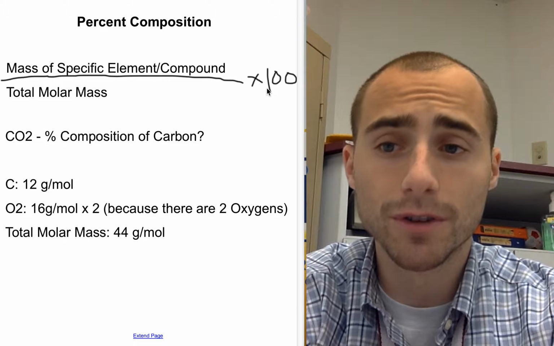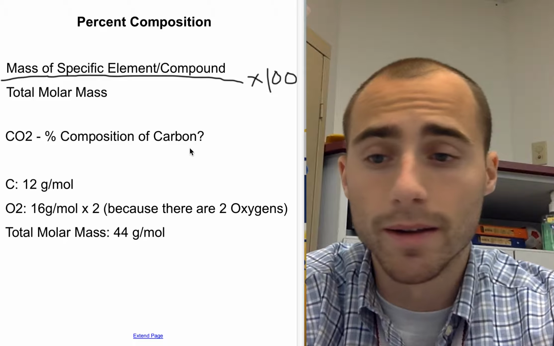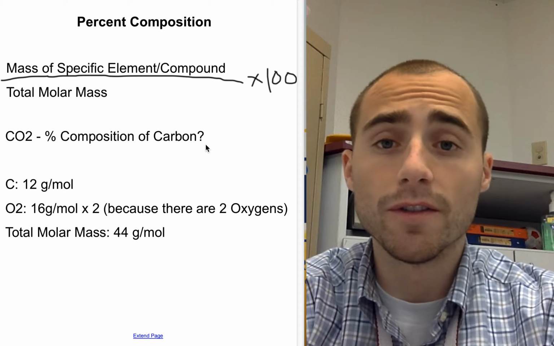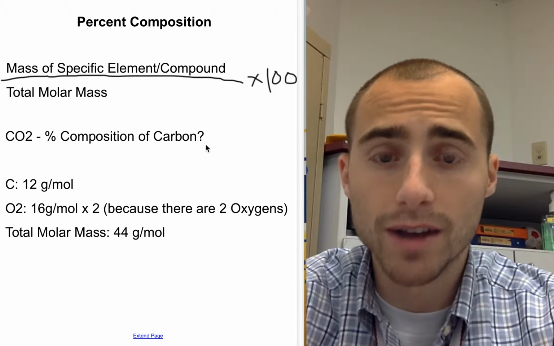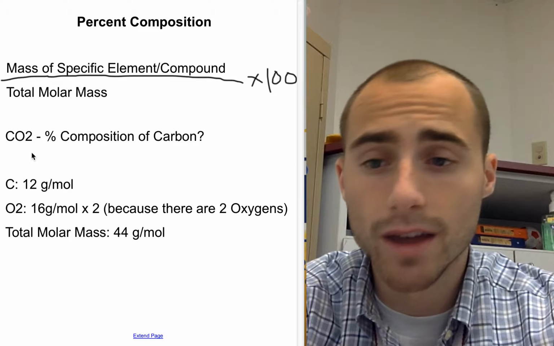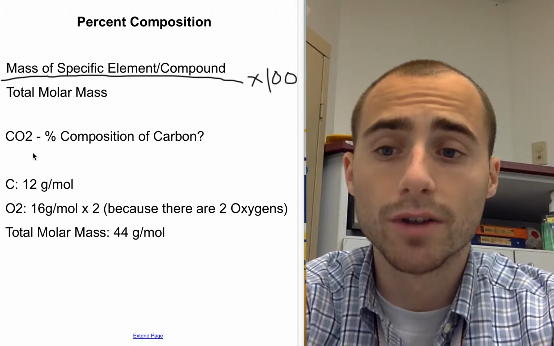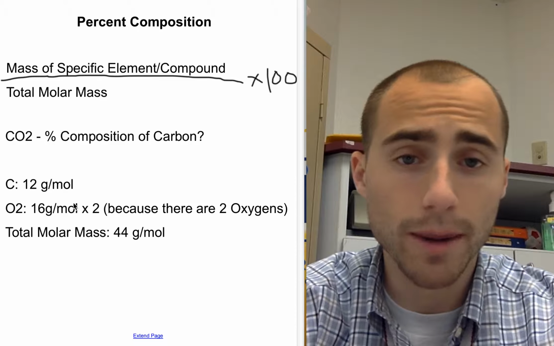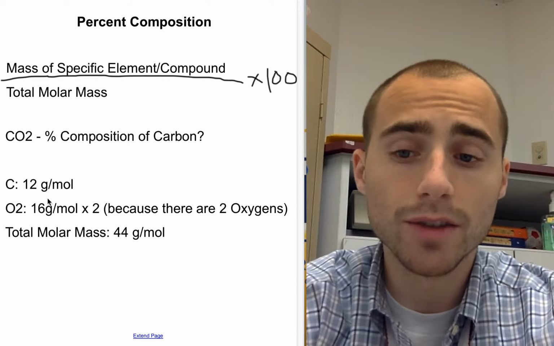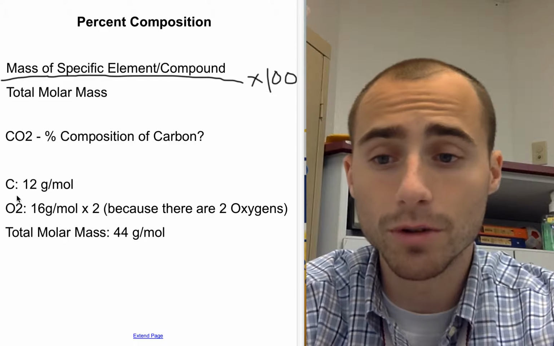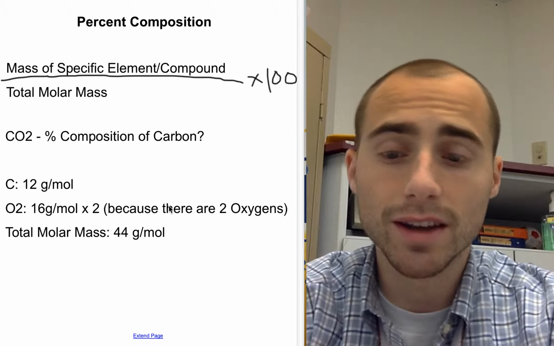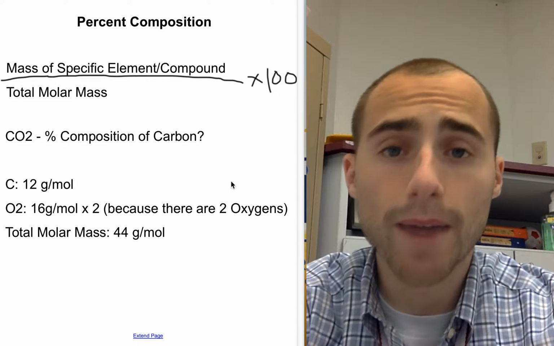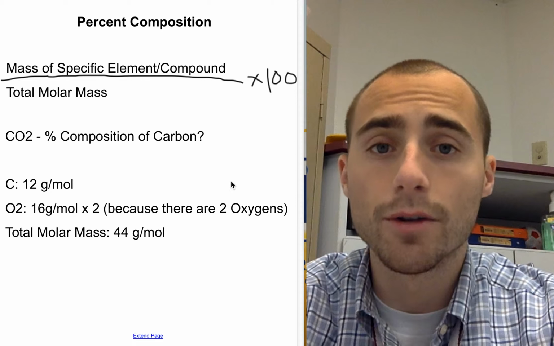So for the purposes of this first example, let's look at carbon dioxide, and within carbon dioxide we're going to look at carbon. The very first step for percent composition is to calculate the molar mass of the total compound. In carbon dioxide, we have one carbon, and that one carbon is 12 grams per mole. And then we have two oxygens. One oxygen is 16 grams per mole, and we multiply that times 2 because we have two oxygens. So 16 times 2 is, of course, 32. 12 plus 32 gives us a total molar mass of carbon dioxide of 44 grams per mole.